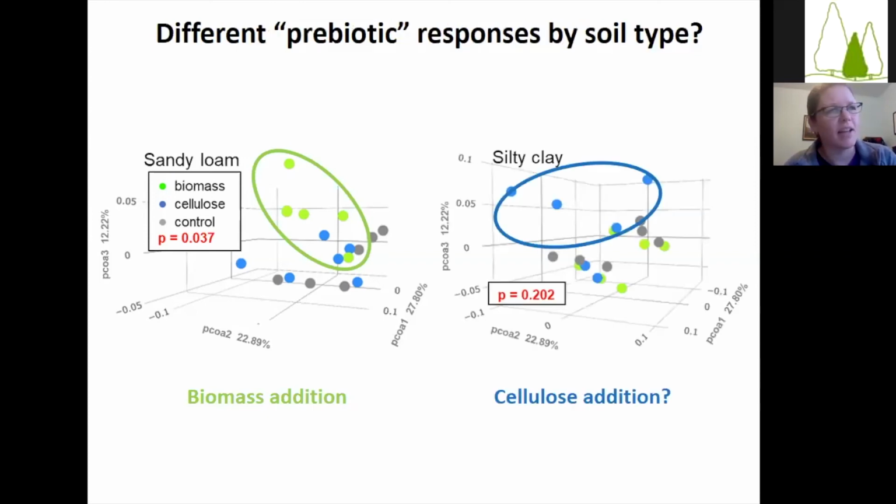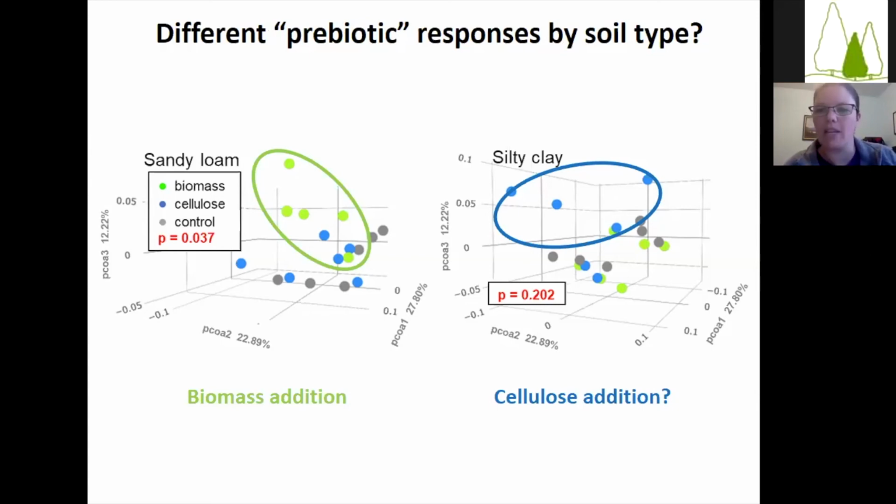In the silty clay soil, so in this much more moist, finer soil, we saw something pretty different, which is interesting as well. There weren't really any differences in any of our treatments, but we seem to see more of a response with just that type of cellulose addition as opposed to the biomass addition. This could be related to a lot of things. It could be related to a drought that occurred. It may just be related to the timing of the sampling.